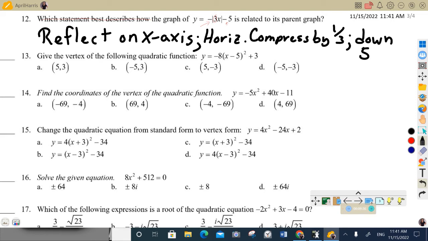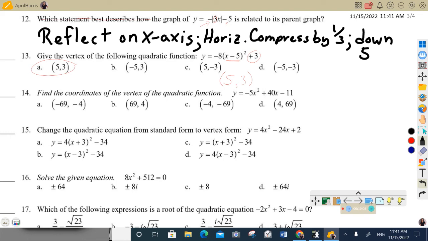So if you struggle with transformations, you need to go back and look over the transformation notes or transformation quiz. Question 13 says, give the vertex of the following quadratic function. It is in vertex form, so inside with x is -5, but when you bring it out, that's going to be +5. And the y value is positive 3, you don't change the sign, so the answer is A.